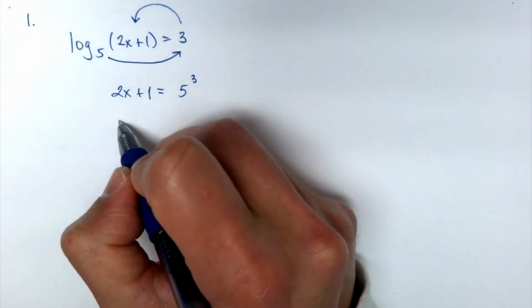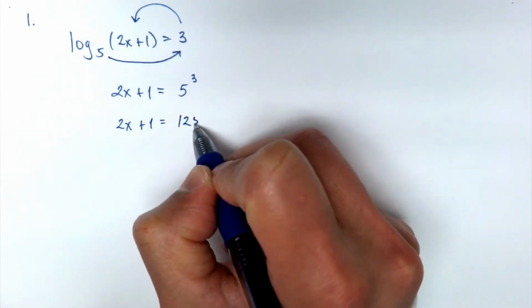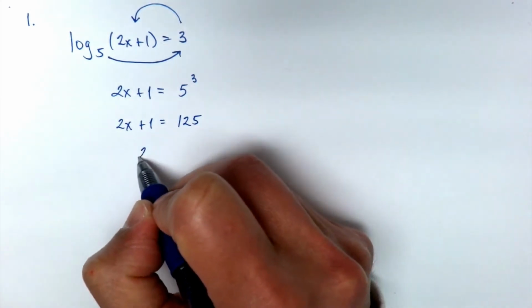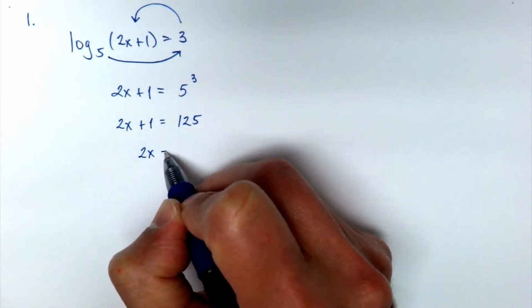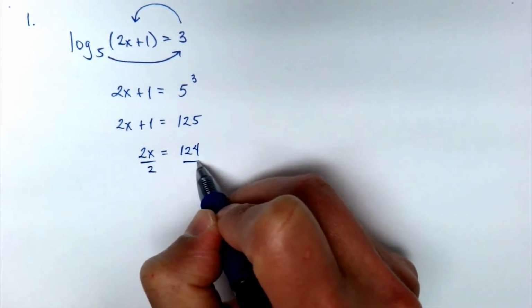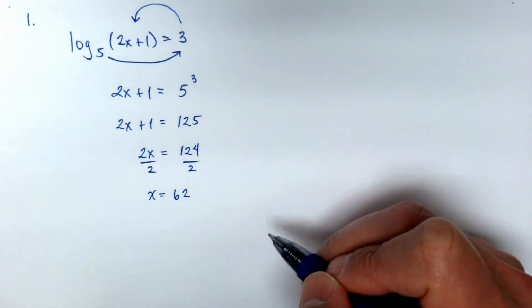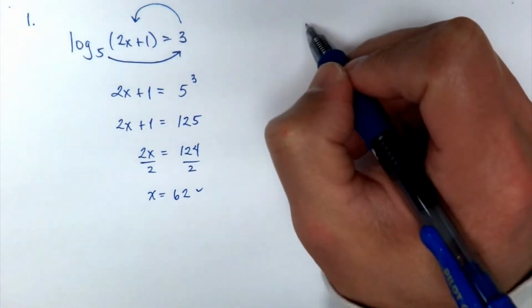Now this becomes very easy. It just becomes a basic equation. 5 cubed is 125. And then when we solve it, subtracting 1 on both sides, that's going to give you 124. And when you divide by 2, you should have x is equal to 62. Alright? And that's that one.